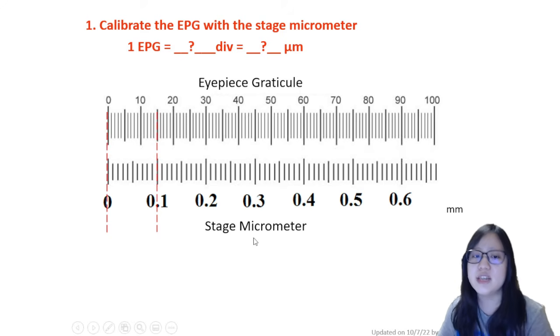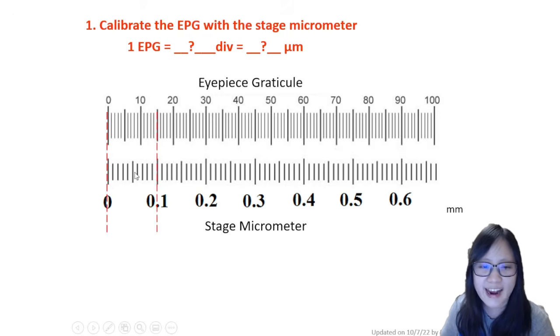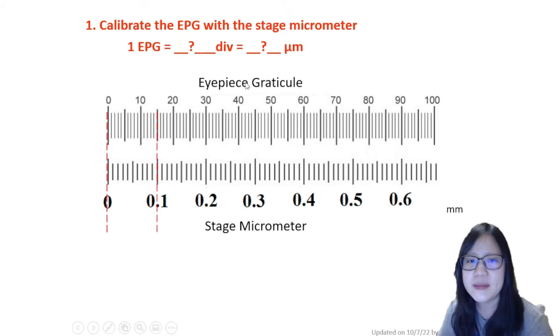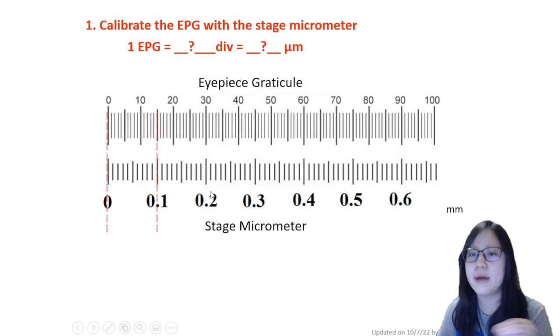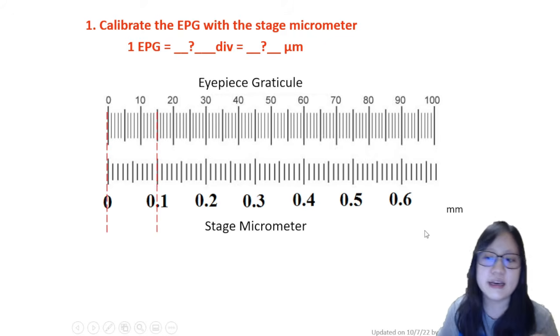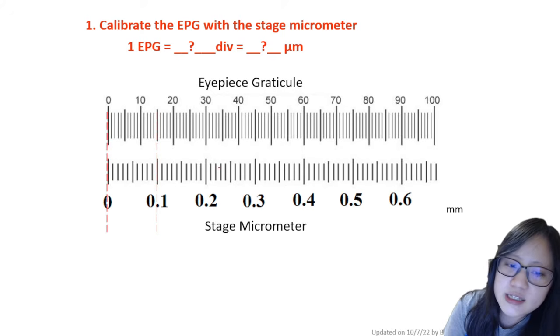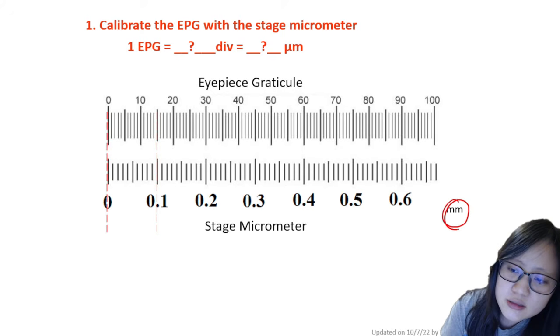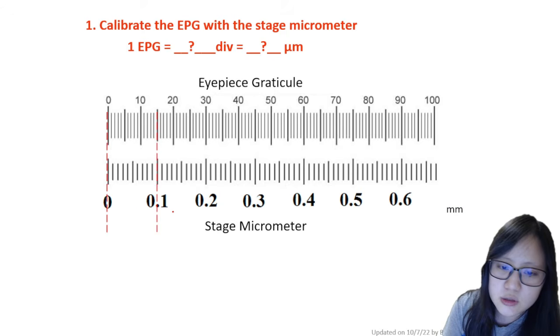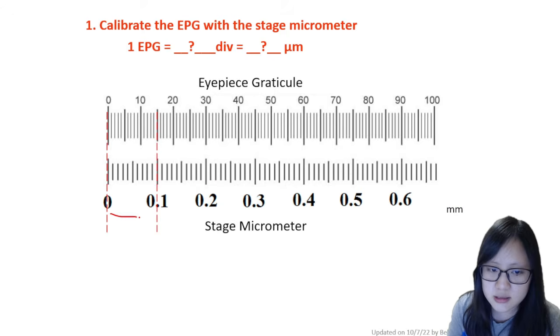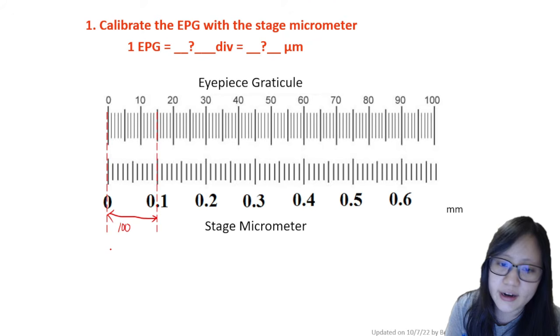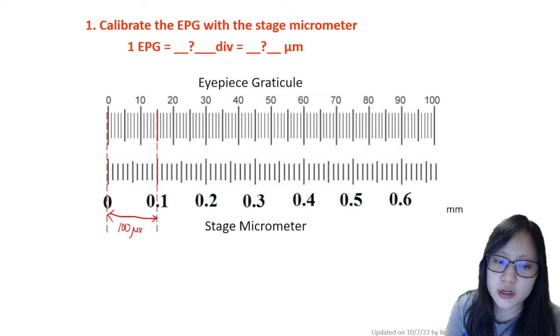Now, what you do is actually look for two lines that line up. Okay, this is not a very neat line here, but imagine that they do line up, and figure out how many micrometers really is one EPG. So this tells me, sorry, this tells me is in millimeters. So 0.1 millimeters is this length. 0.1 millimeters is 100 times 1,000, that's 100 micrometers.